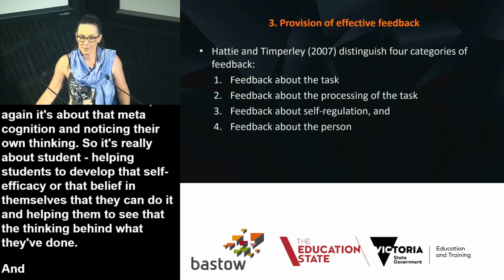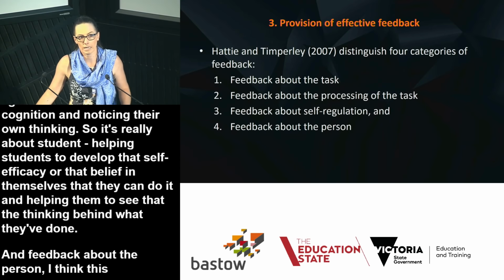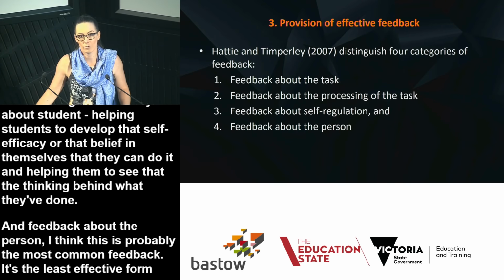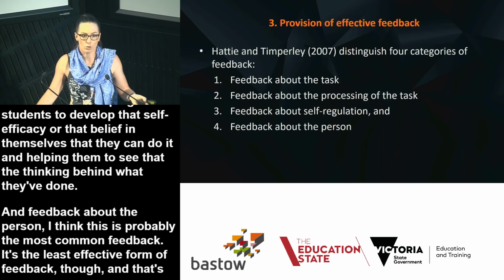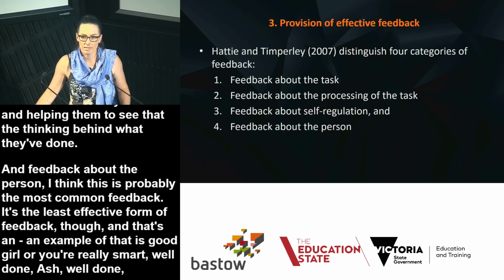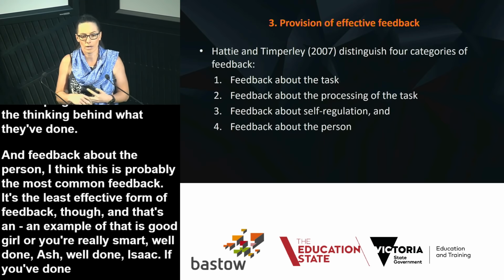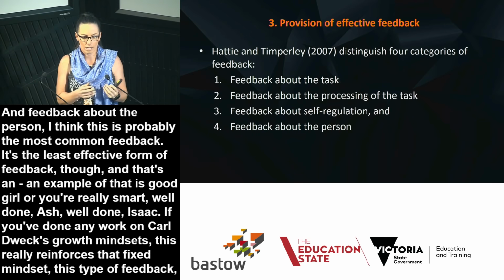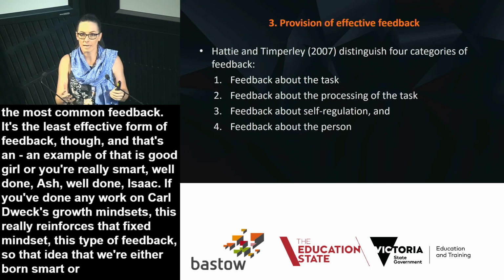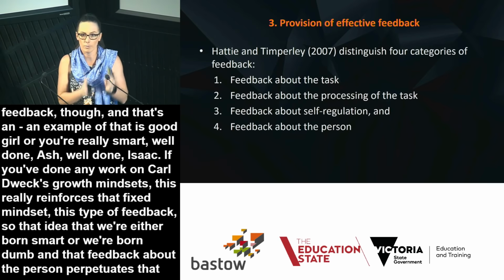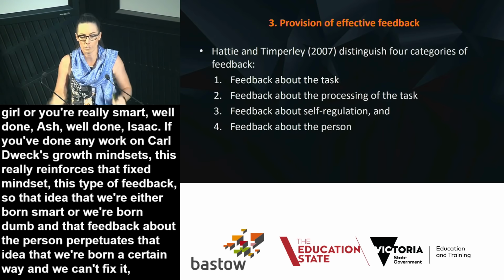And feedback about the person, I think this is probably the most common feedback. It's the least effective form of feedback though. An example of that is good girl, or you're really smart, well done Ash, well done Isaac. And if you've done any work on Carol Dweck's growth mindsets, this type of feedback really reinforces that fixed mindset. So that idea that we're either born smart or we're born dumb, and that feedback about the person perpetuates that idea that we're born a certain way and we can't fix it. It's fixed. We have a fixed mindset.